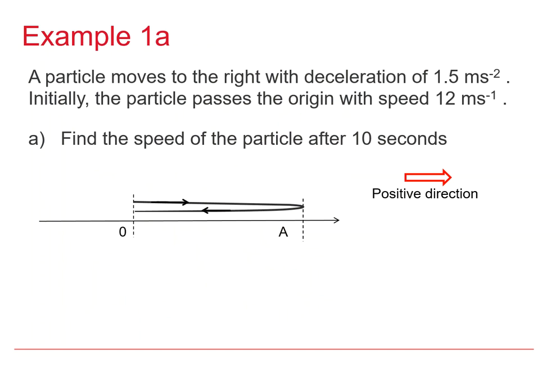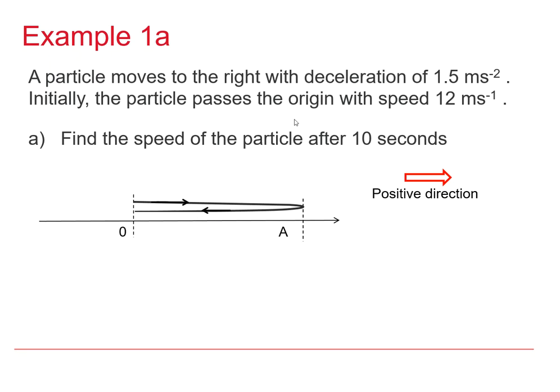So let's have a look at an example. We'll see these being used now. A particle is moving to the right, and the right is being defined as the positive direction here. So it's got an initial positive velocity. You can see this arrow indicating the start of its motion. But it has a deceleration of 1.5 meters per second squared. In other words, it's accelerating to the left, which means that as it's moving to the right, it's slowing down. Once it's come to rest momentarily and then turned round and is now moving to the left, it's now speeding up.